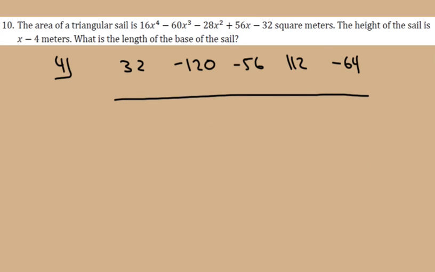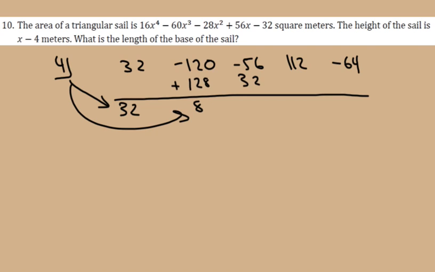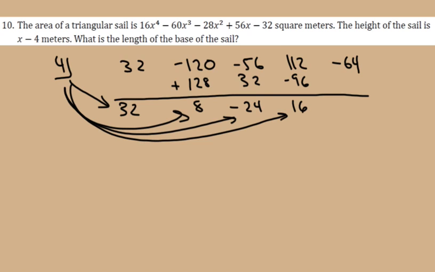So let's make sure I don't screw this up. So 32, drop, multiply. 4 times 32, that's going to be 128. So when I add those two, I get 8. Multiply, so that's going to be 32. And so that's going to be negative 24. Multiply, so that's going to come up here and be negative 96. So I drop down 16. Multiply, so that's going to be positive 64, which will give me 0.